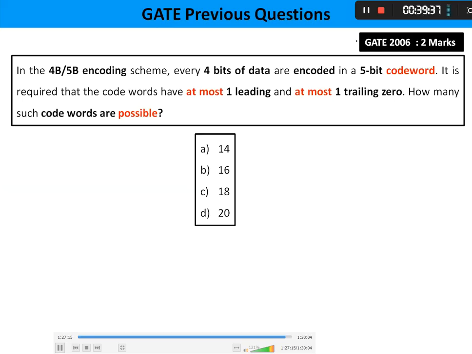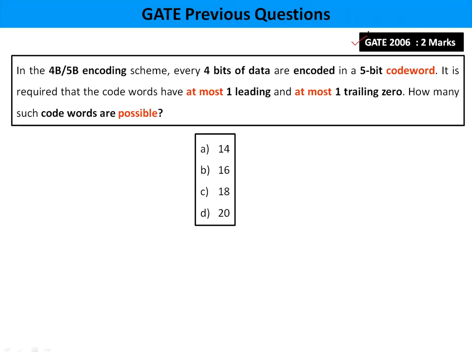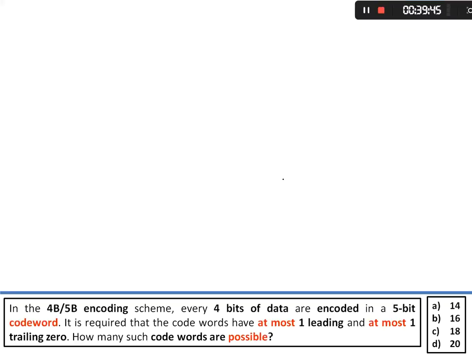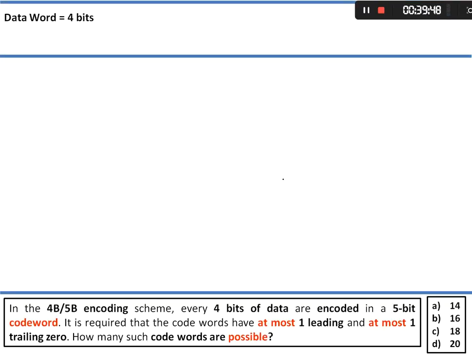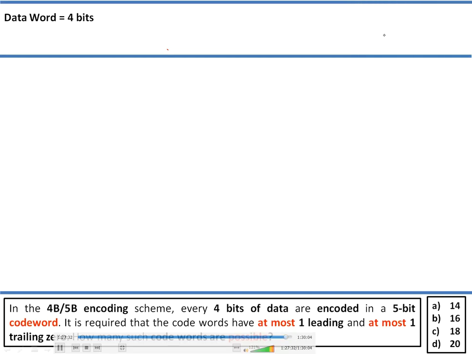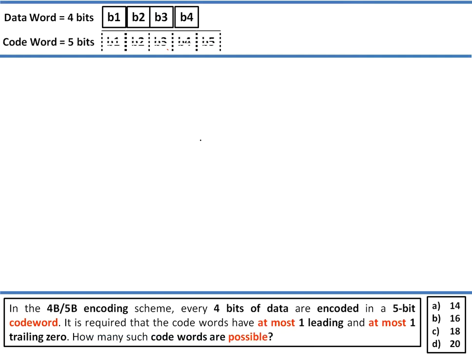Look at the question. This was given in GATE 2006 for 2 marks. Please read the question, guys. What has been given? Data word will be 4 bits, guys. Code word will be 5 bits. As the code word is 5 bits, the total number of code words will be 32 code words, guys.